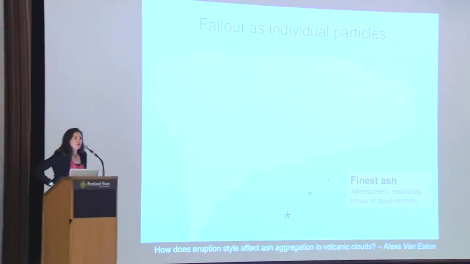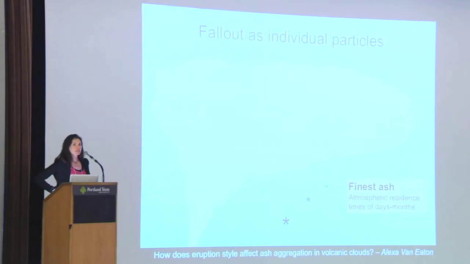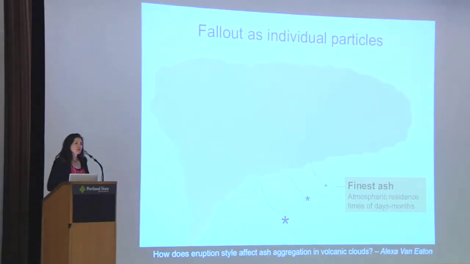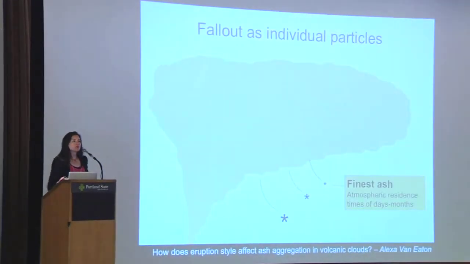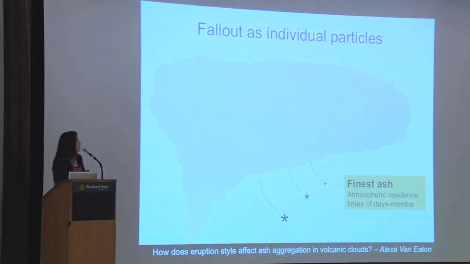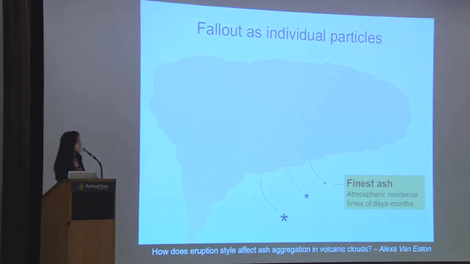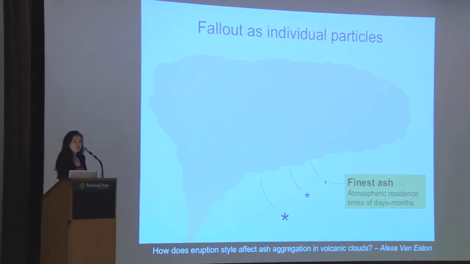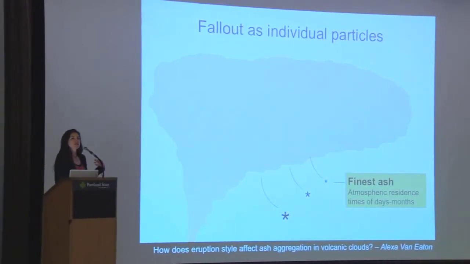So what we're talking about here in terms of ash dispersal, we classically think about the movement of volcanic products as being a size-differentiated process, whereby the finest particles have the longest residence times and get dispersed the most widely away from the source.